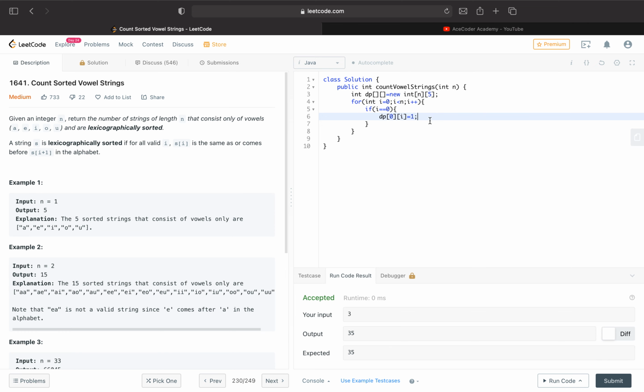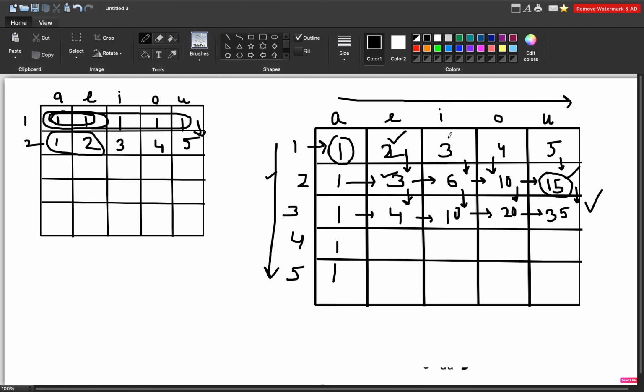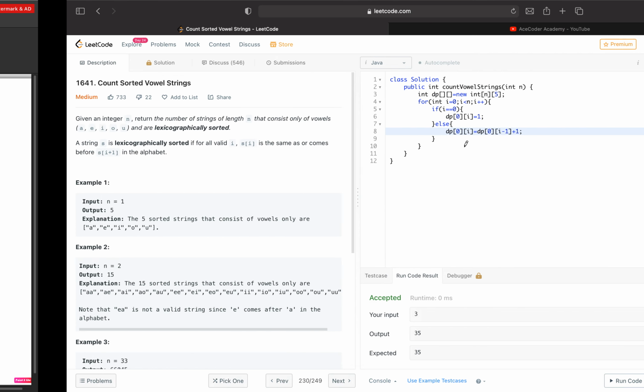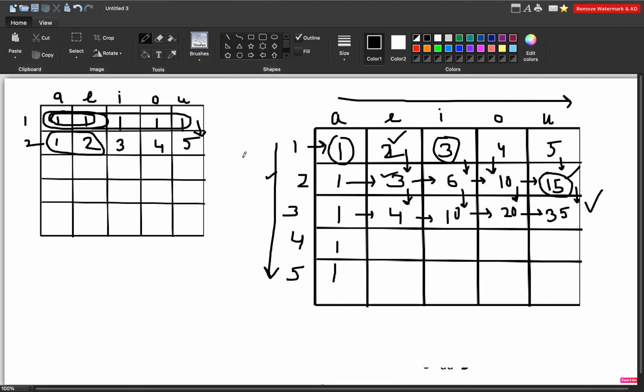That's what we are doing, and else dp of 0 of I is equal to dp of 0 of I minus 1 plus 1. Basically, if we don't know the answer here, it will be the previous one, which is 2 plus 1, 3. So that's how we are building up. So this is one for loop which is just for initializing this particular row.